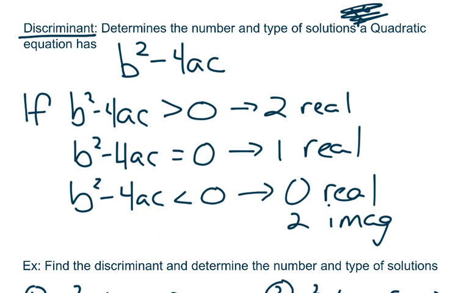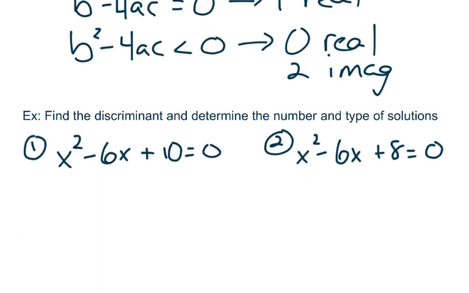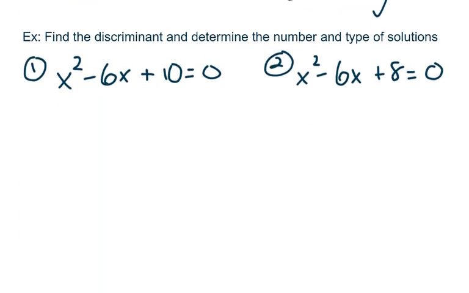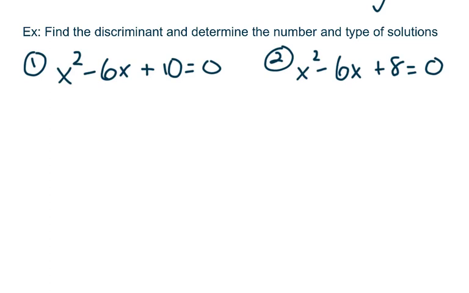Okay, so it's all based on the discriminant, the number underneath the square root. If it's bigger than 0, 2 answers. If it's equal to 0, it's 1 answer. And if it's less than 0, you got no real answers or 2 imaginary solutions. Okay, so in this section, we're also going to be asked to find the discriminant and determine the number and type of solutions. Notice it's not asking you to find the solutions, it's just asking you to tell me how many and what type of solutions this equation would have. So that is based on the discriminant.